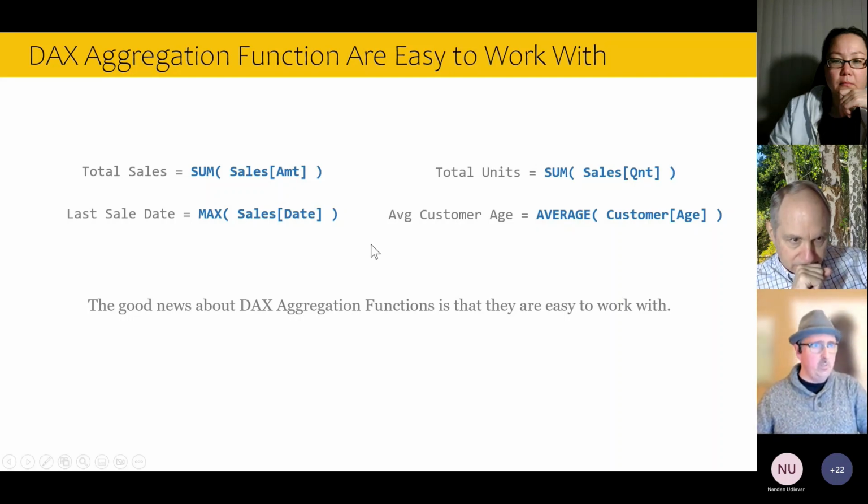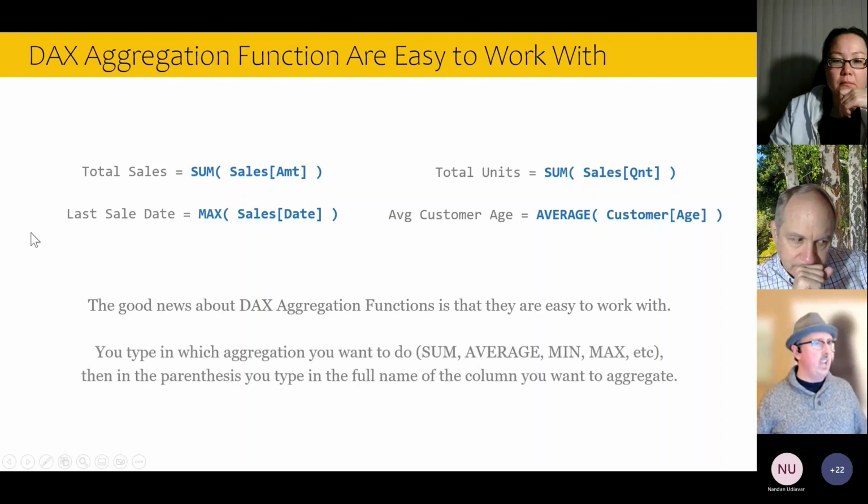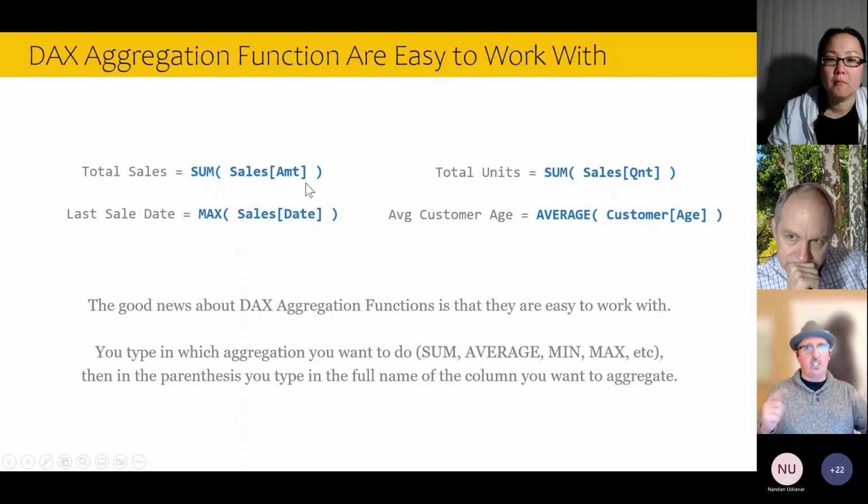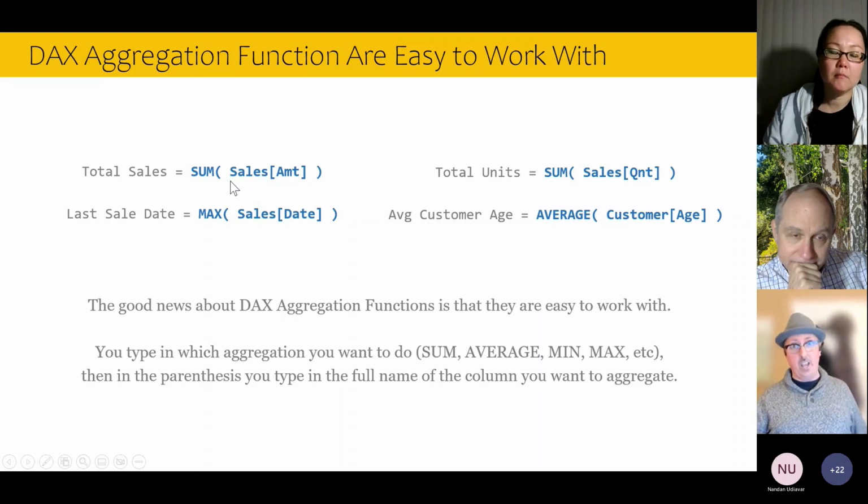and are probably familiar with if you are an Excel user. And to work with them in DAX, it works a little different than Excel, but not very. You type in the name of which aggregation you want to use, whether you want to use a sum, a max, or an average. And then inside the parentheses, instead of typing a range reference in Excel like A1 to B29, you type in the name of the column that you want to aggregate. So if you've got a sales table and it's got an amount column in it, you say, I want to sum up the amount column in the sales table.